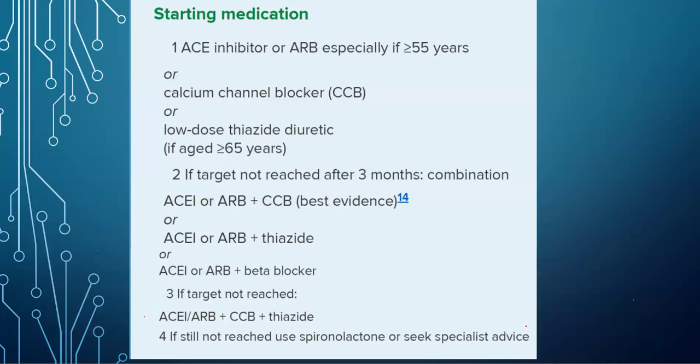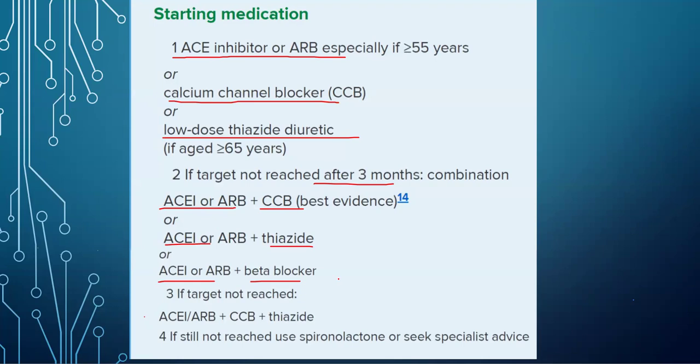So what to start? What's the first line medication? You can choose any of them. You can choose either an ACE inhibitor or ARB, or a calcium channel blocker, or a thiazide diuretic. Any of them can be your first line medication. After 3 months, if it is not getting better, then you can add. You can add an ACE inhibitor with a calcium channel blocker. You can add ACE with a thiazide diuretic, or ACE with a beta blocker. Still not helping? After 3 months, you can add all of them together. Still not helping? You can use spironolactone or seek specialist advice.